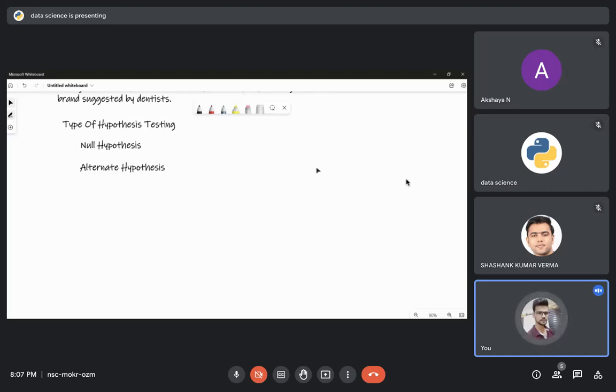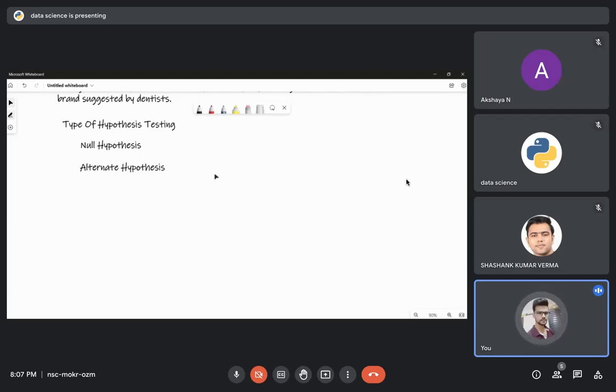Okay, so let's suppose you are seeing an advertisement. In an advertisement, people say, okay, X brand of toothpaste is the number one suggestion by dentists. So this is the kind of claim that has been given by X brand. This claim, whatever claim they are going to give, is known as the null hypothesis. Null hypothesis means whatever claim has been given. Alternative hypothesis is apart from this. You can understand it in that way, both things are mutually exclusive. What do you mean by mutually exclusive?